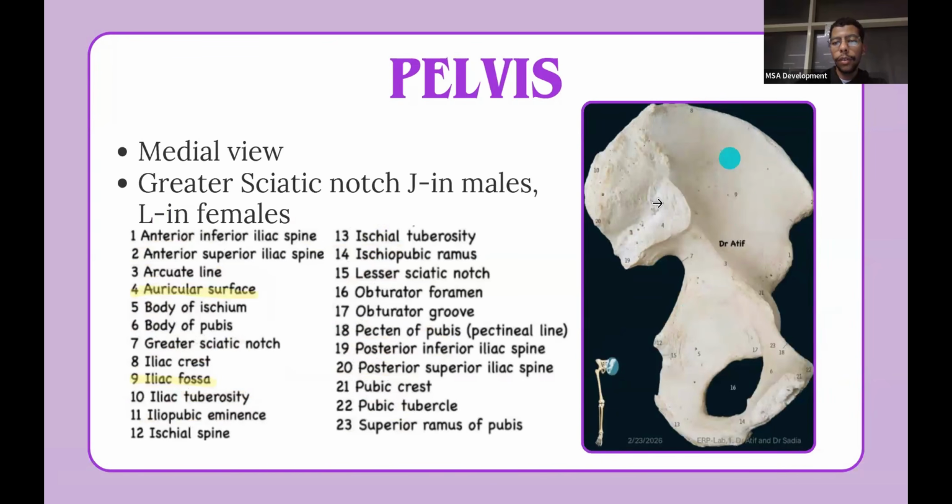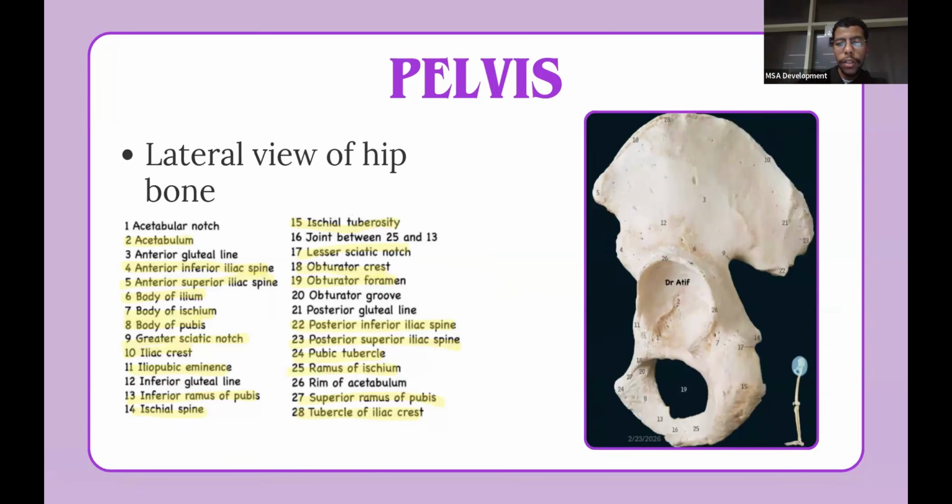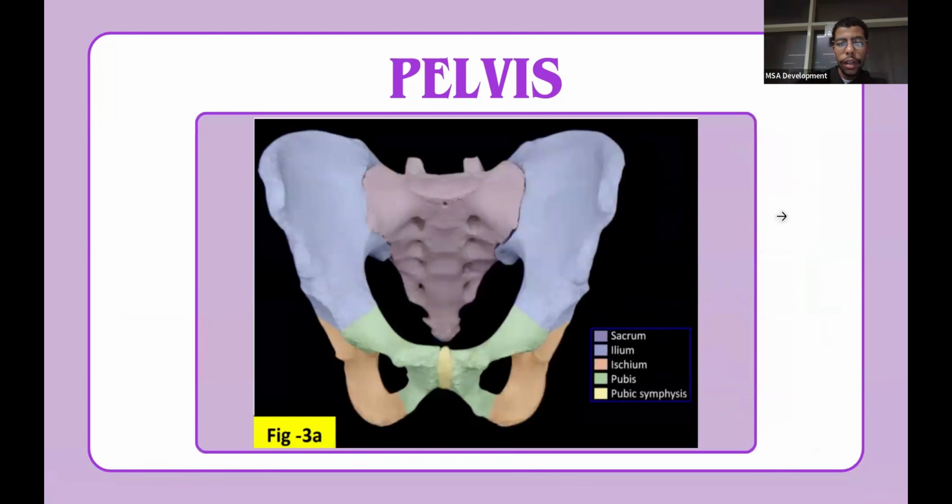Now, this is a medial view. How did we know it's medial? Because we can see the auricular surface. What is an auricular surface? It's the surface of the ilium that is attached to the sacrum. If we go back a couple of slides, can you see? If we remove the sacrum and look at it from this side, from the medial side, we're going to see the auricular surface.